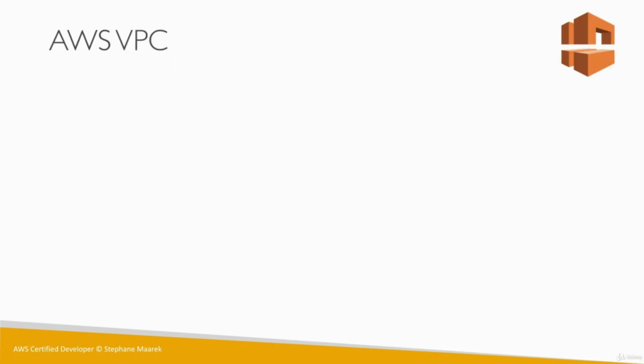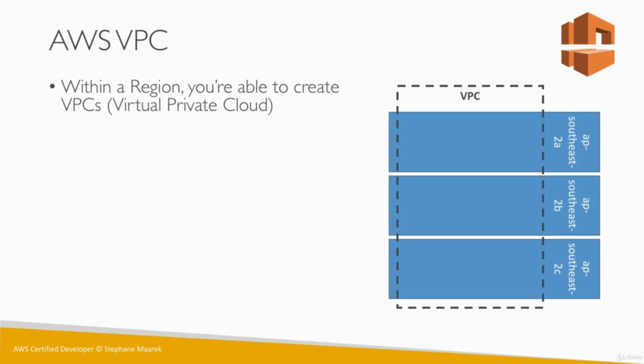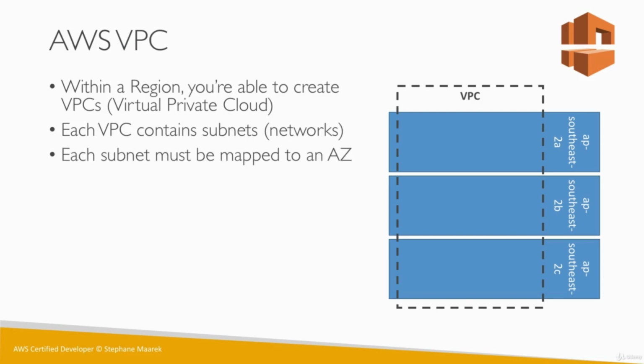Okay, so now finally the AWS VPC. So within the region, you're able to create VPC, Virtual Private Cloud. And when you first created your account, there was a default VPC. Now each VPC contains subnets, and subnets are just networks. And each subnet must be mapped to an AZ. So basically, if we take a look at this VPC, we have 2 subnets in AP Southeast 2A. We have a public subnet and a private subnet.